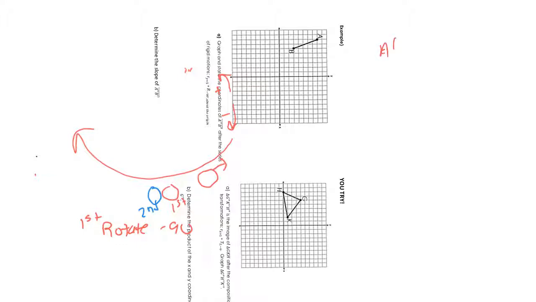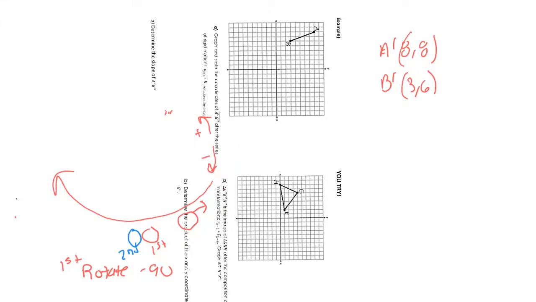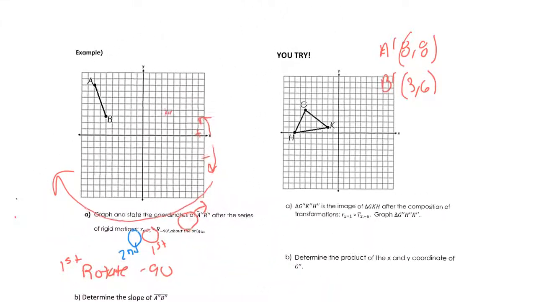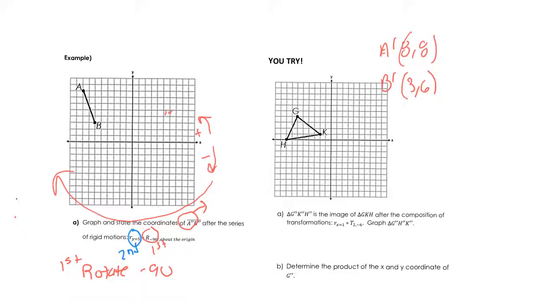A prime is right 8, up 8. And B prime is right 3, up 6. Spin your paper back to normal and graph those 2 points. So right 8, up 8. That's A prime. And B prime was right 3, up 1, 2, 3, 4. So there's my rotation of 90 degrees. It looks like it's spinning around the origin, and this is the negative direction.